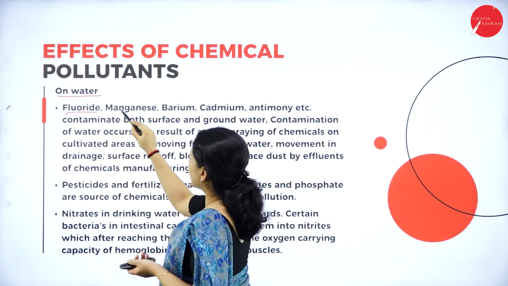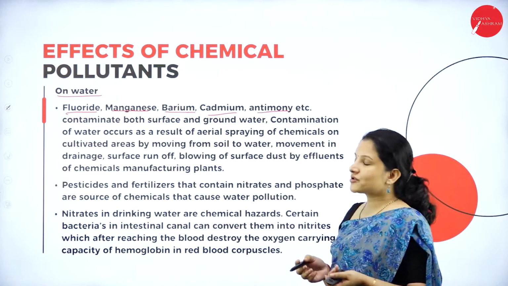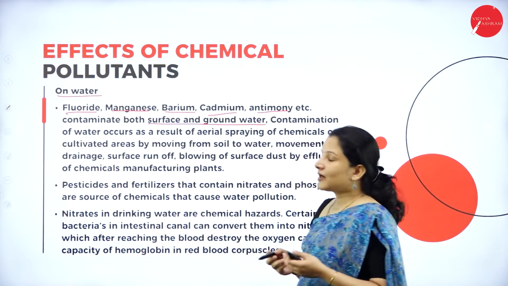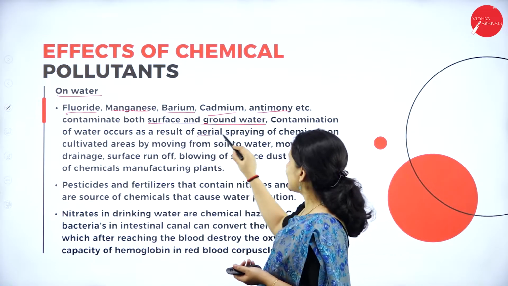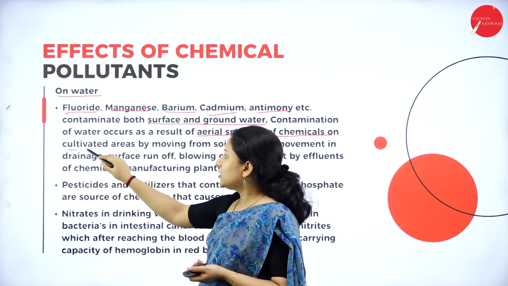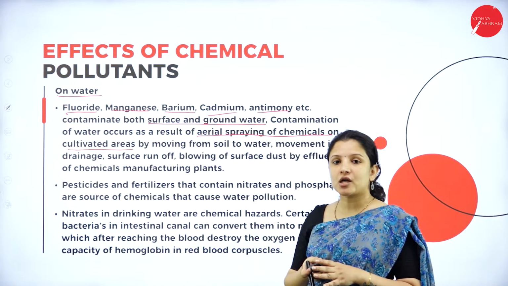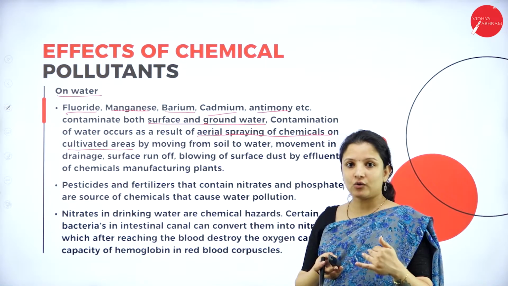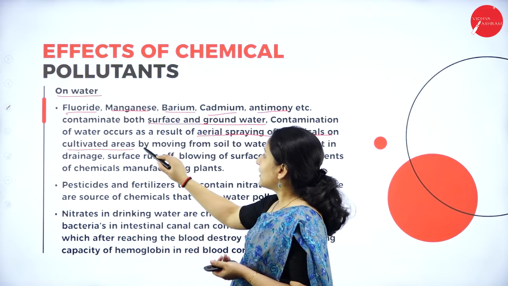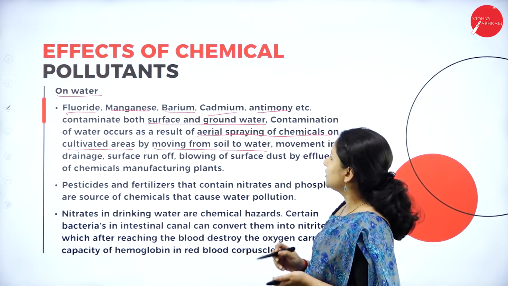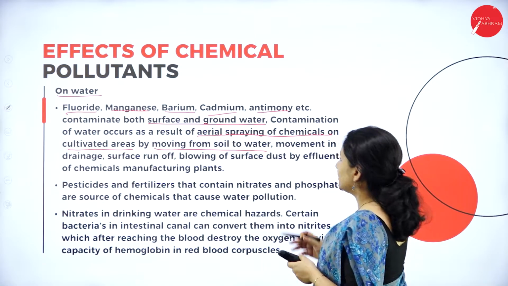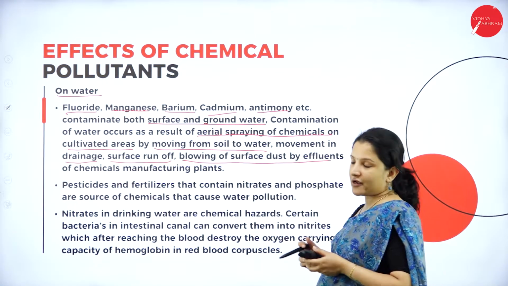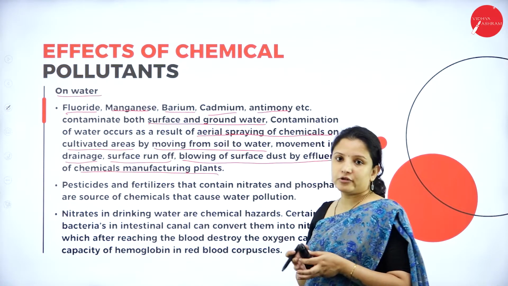Fluoride, manganese, barium, cadmium, antimony, etc. are capable of contaminating both surface water as well as ground water. The contamination of water usually results from aerial spraying of chemicals on cultivated areas. A lot of chemical sprays, insecticides, pesticides, etc. are applied on agricultural fields, and obviously a part of it falls on the plant, while the remaining that falls on the ground can cause chemical pollution, because apart from falling onto the soil, it also tends to move from soil to water, contaminating the water as well. For example, movement through drainage, through surface runoff, through blowing of surface dust, and by effluents of chemical manufacturing plants. All these can cause chemical pollution of water.